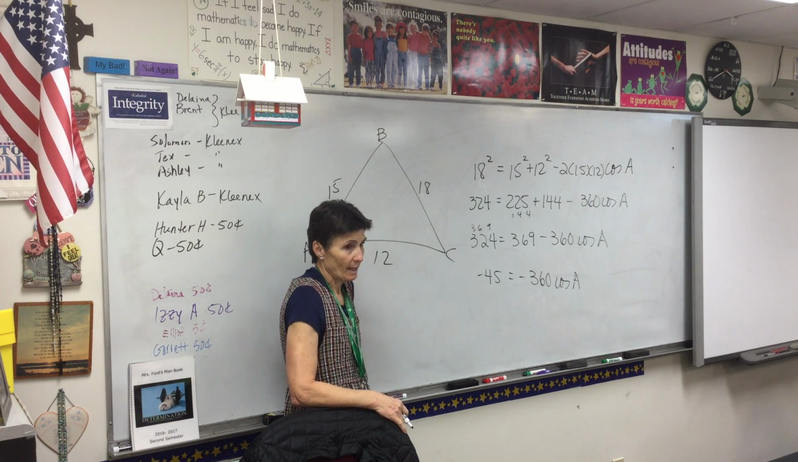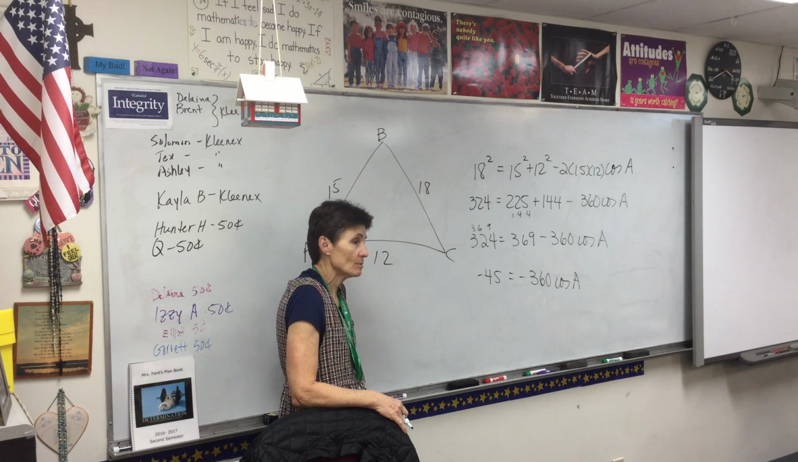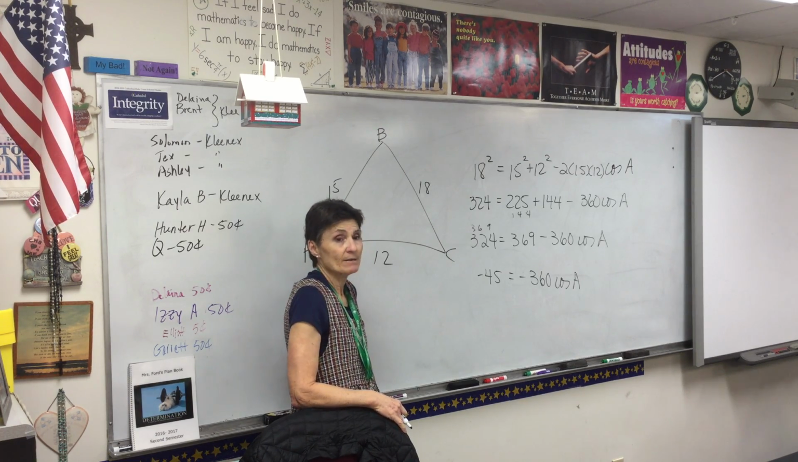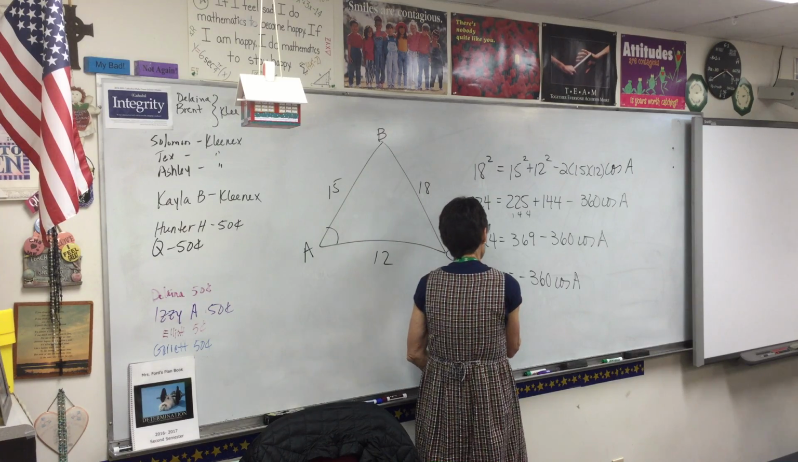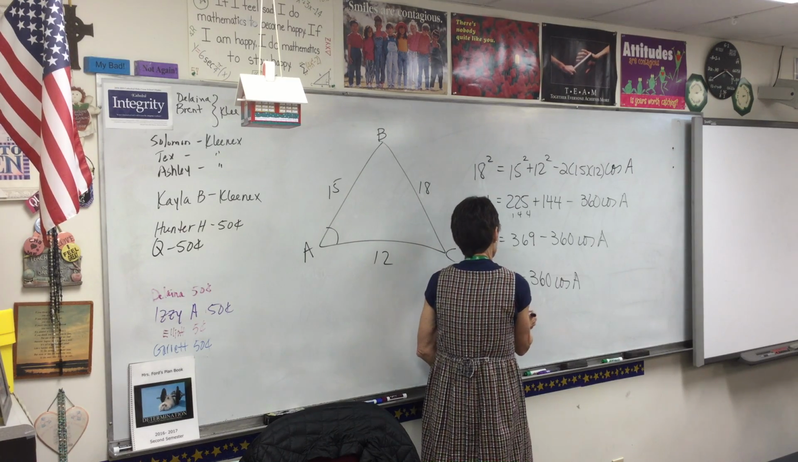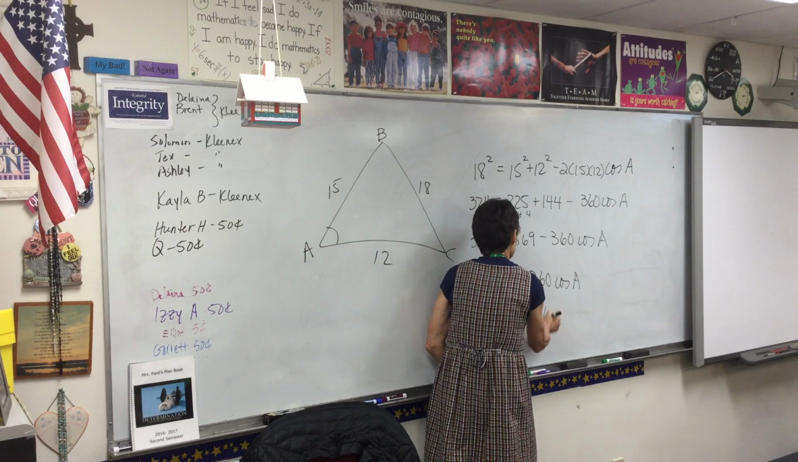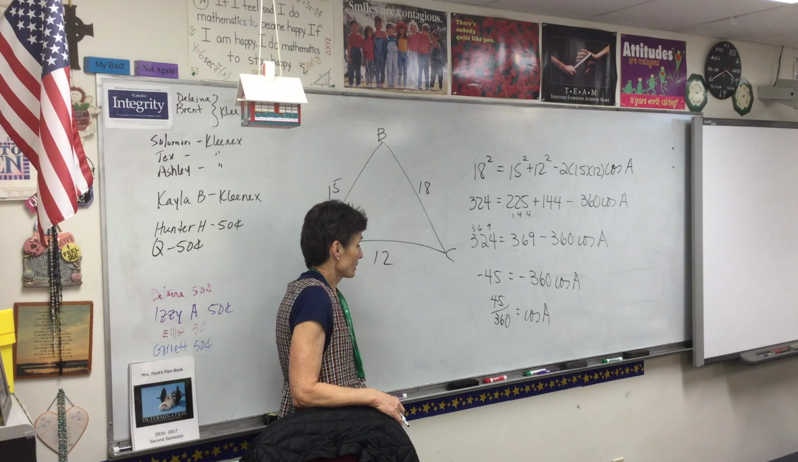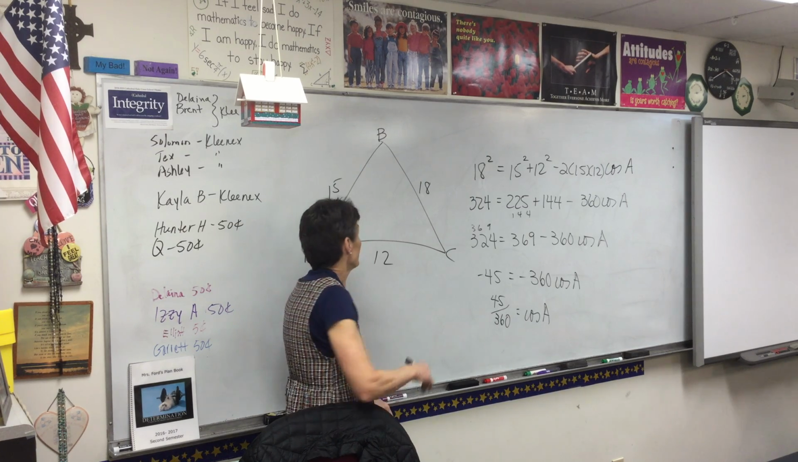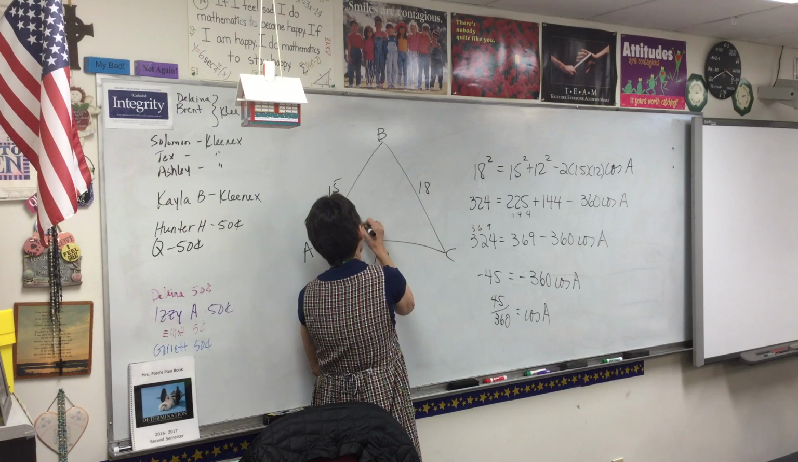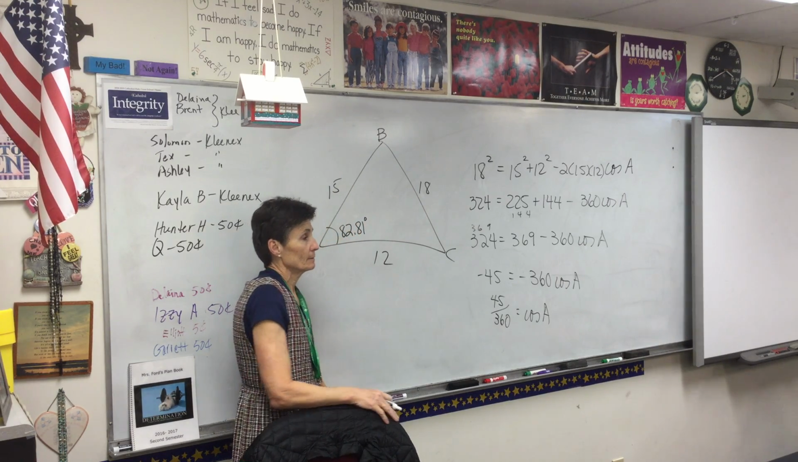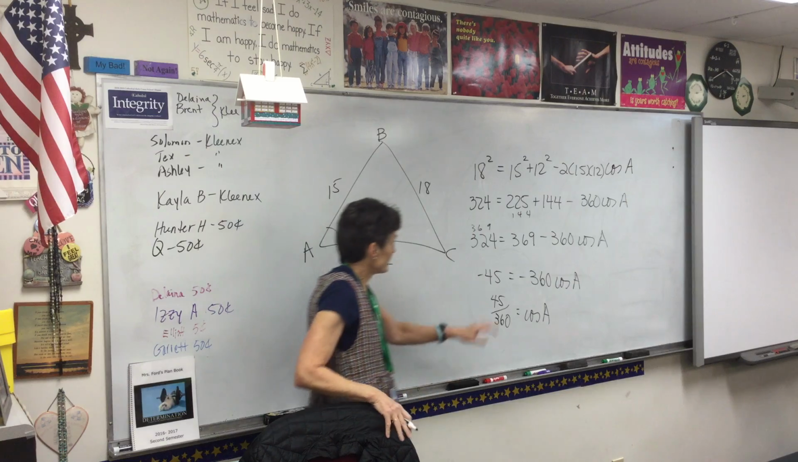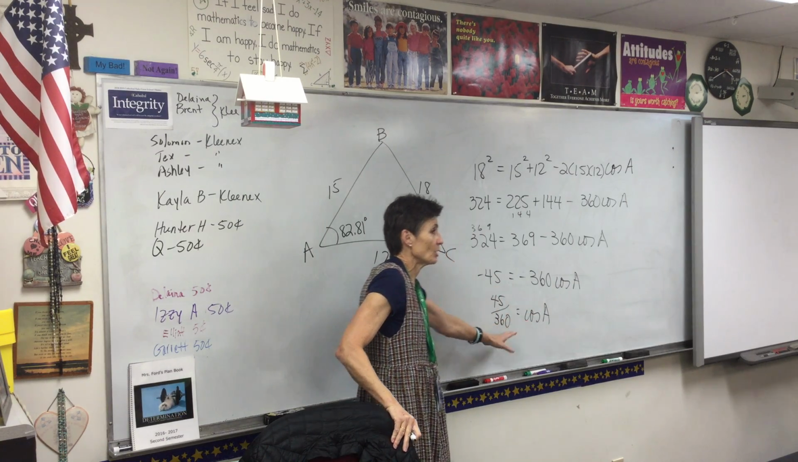And then what can I do? Second cosine. I can't second cosine yet. I have to divide first. So I have 45 over 360. Negatives cancel. And that is what I will second cosine. What do you get? 82.81. Do I have confirmation from somebody? Yes. So everybody gets to this point and second cosines.